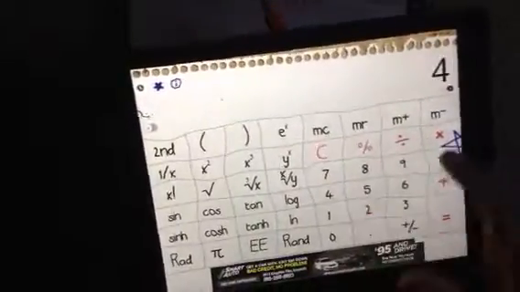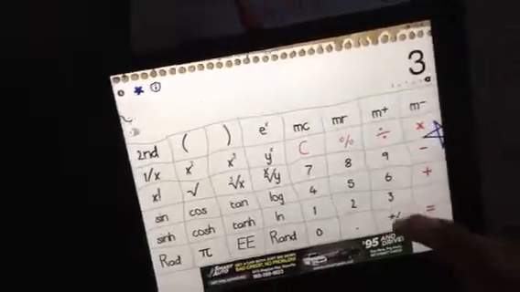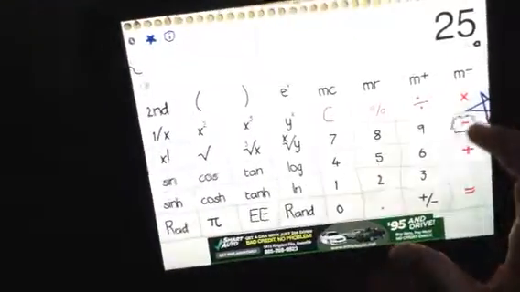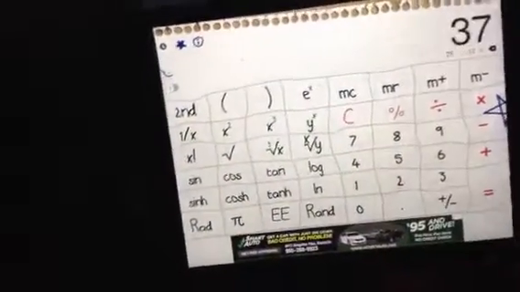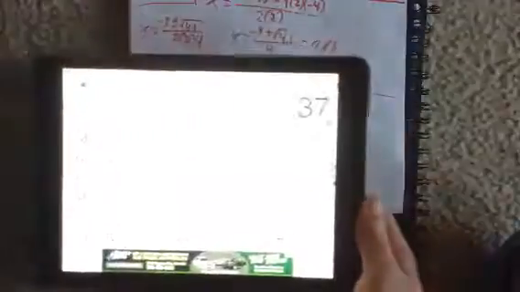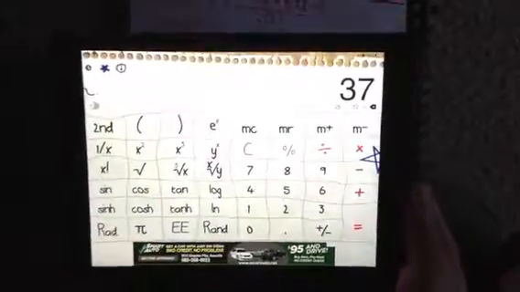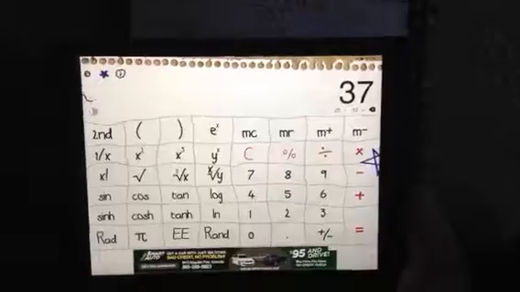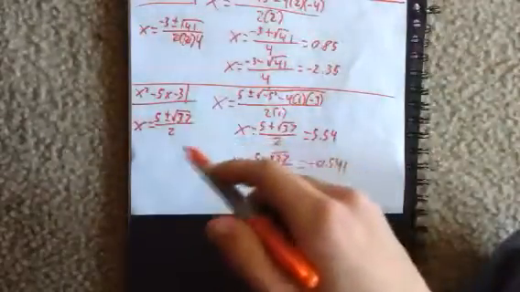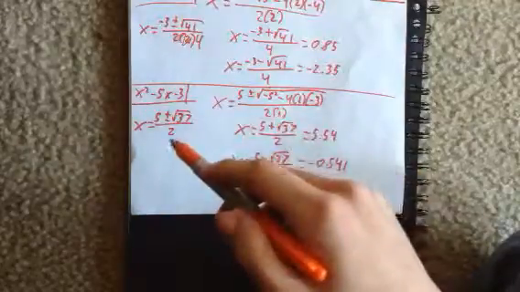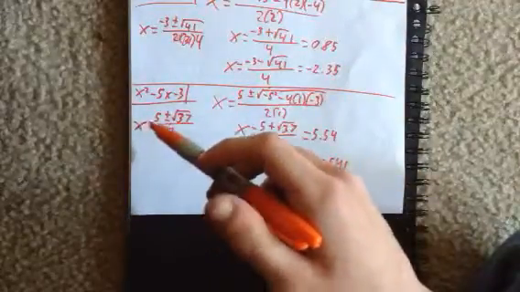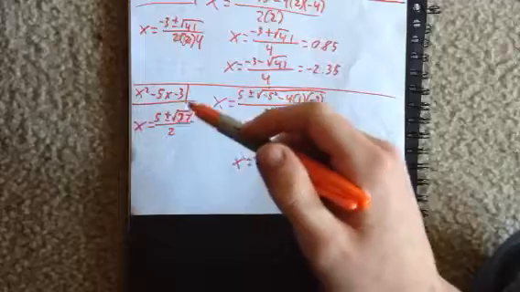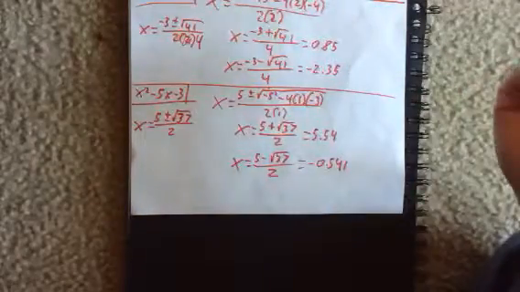Alright. 4 times 1 times negative 3 is negative 12. 25 minus negative 12 equals 37. I have that over here, and 2 times 1 is just 2. So x equals 5 plus minus the square root of 37 over 2.